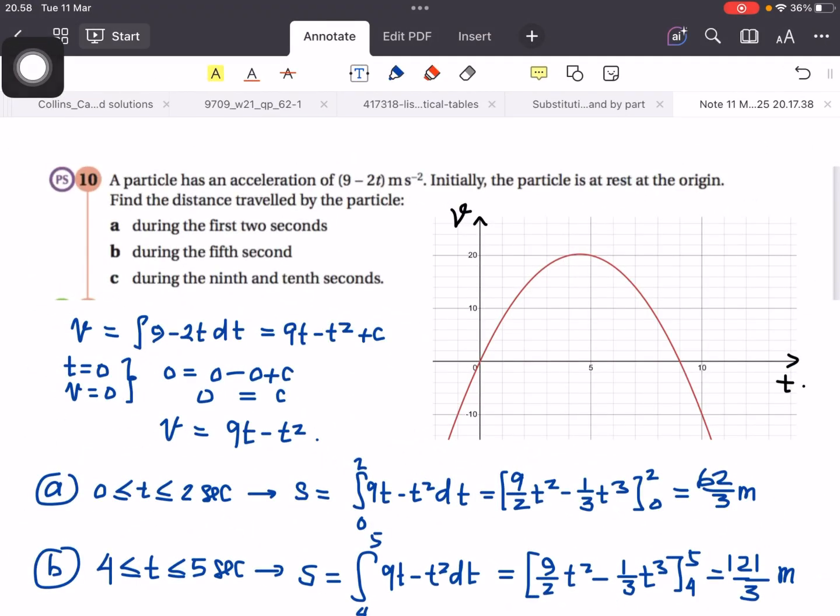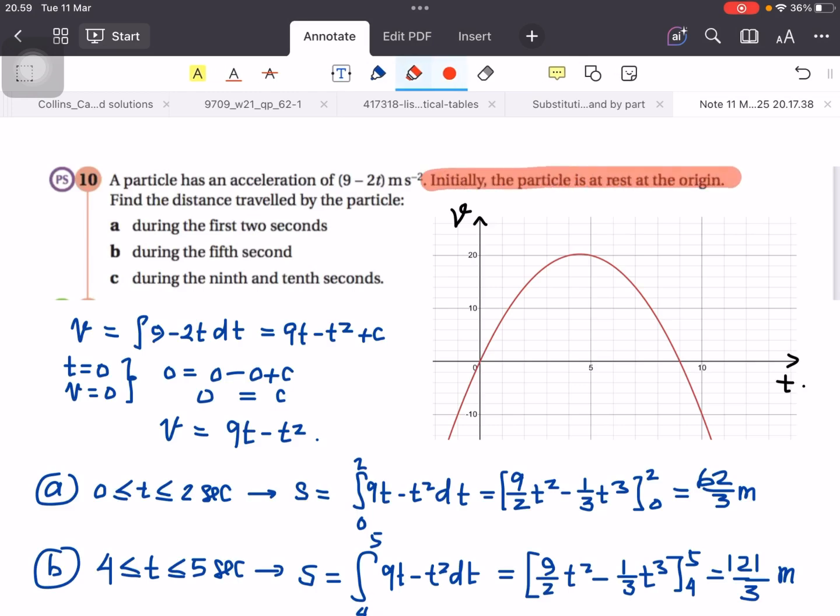This is the second question. A particle has an acceleration of 9 minus 2t meter per second square. Initially, the particle is at rest at the origin. Find the distance traveled by the particle, A, during the first 2 seconds.